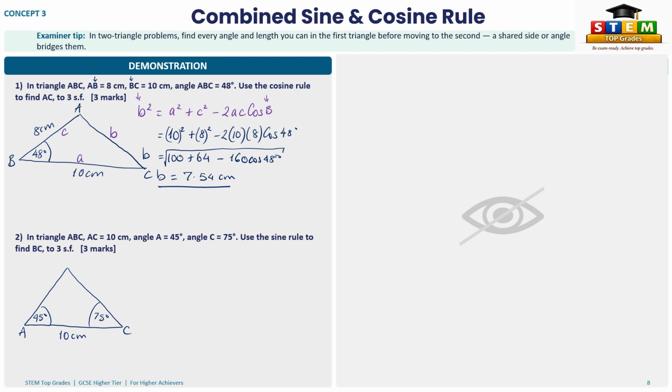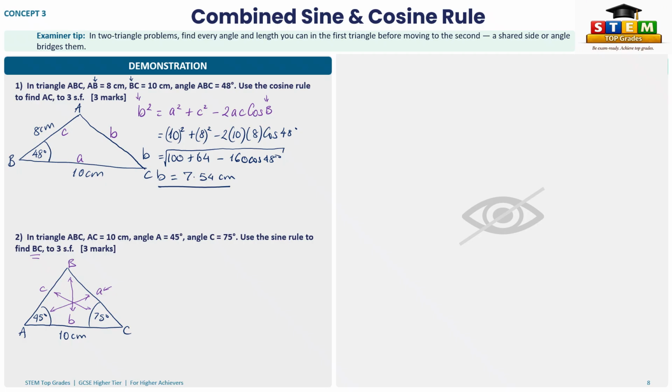Now let's see, we're going to stick to our little lowercase letters. So that's going to be our small a, small b, and small c, and let's call that small b. What we're looking for is BC. BC is small a. Now, how do you find small a? We have to pair up the angle and the side, the angle and that side.